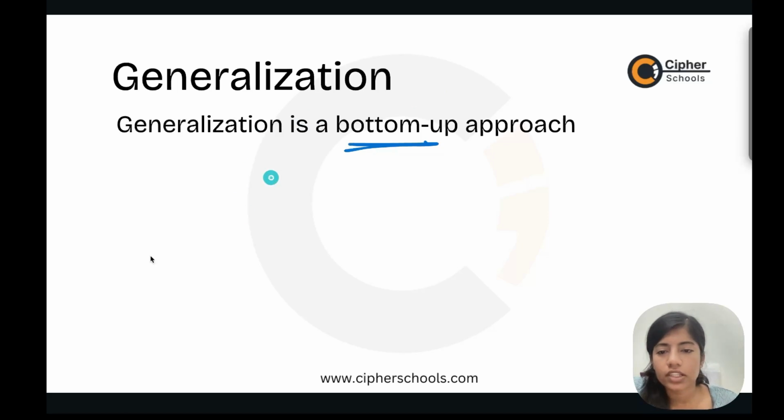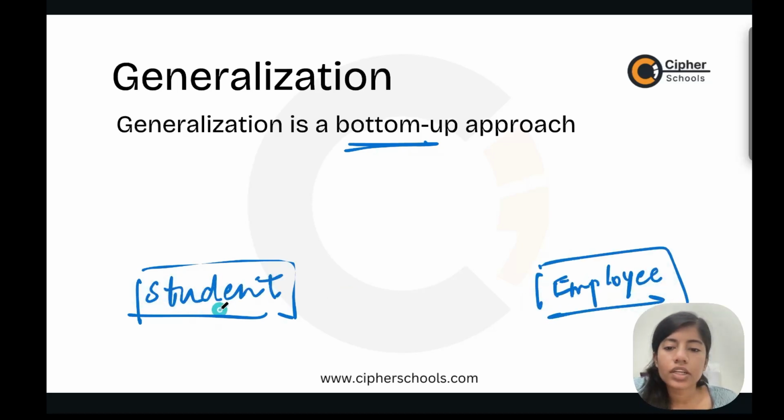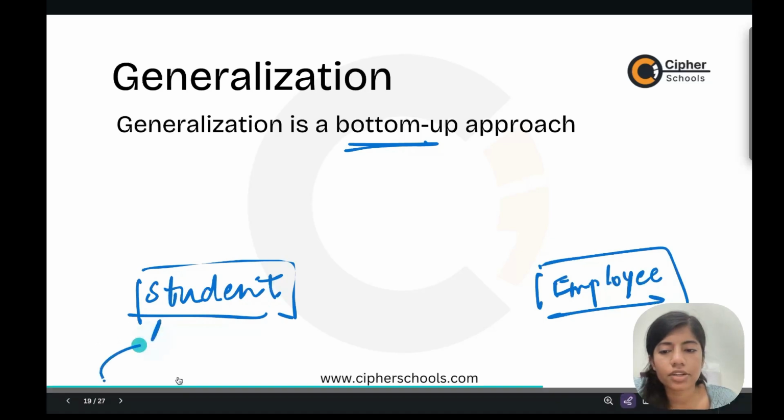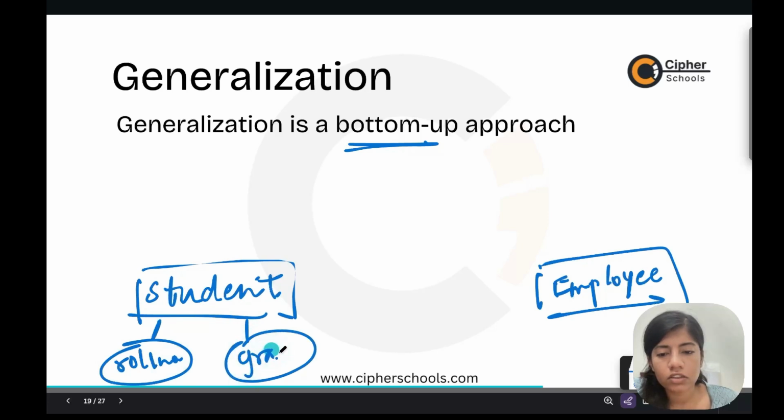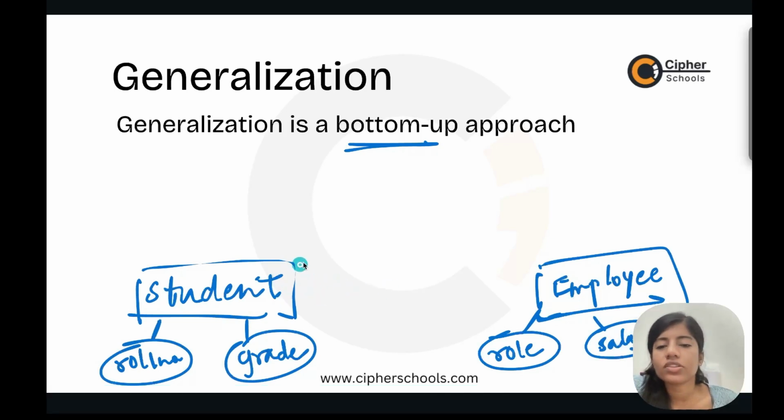So, let us visualize the example which we discussed. Suppose we have student and employee as two entities. The student entity will have student related attributes, like roll number, and some grade, like the class they are in. Then employees can have employee related attributes such as job role, or we can say salary. These two may have some common attributes such as name, phone number, and address.